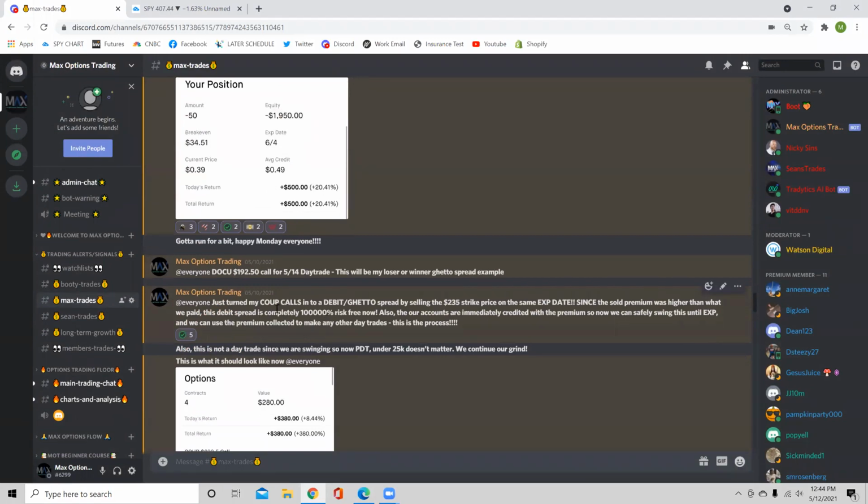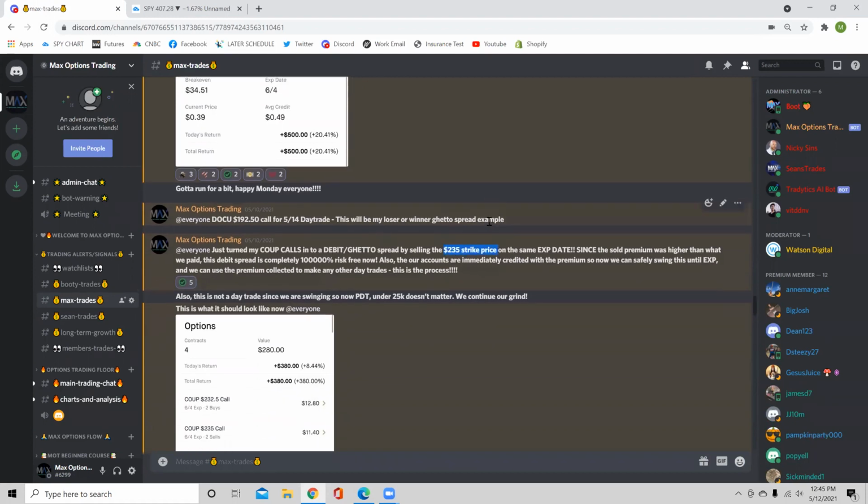And then I turned my Coop calls into a debit/ghetto spread by selling the strike price that's 1 out of the money. So I had 232.50s. I sold 235s on the same expiration date. You always keep the same expiration date. And since the sold premium is higher than what I paid, the debit spread was 100% risk-free. The play was completely free, and your account is immediately credited with the premium. So now you could safely swing this until the expiration without having to use any other day trades.